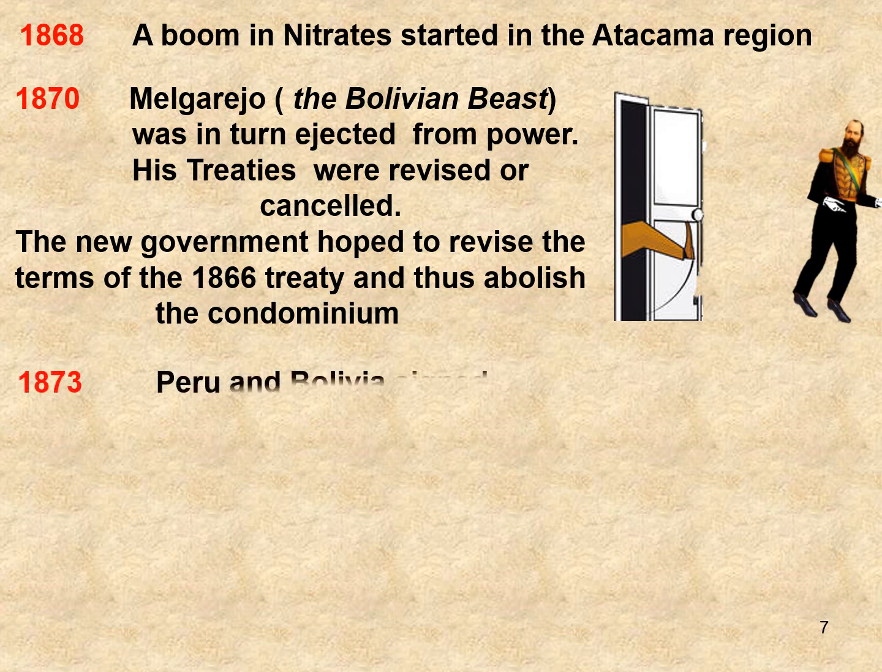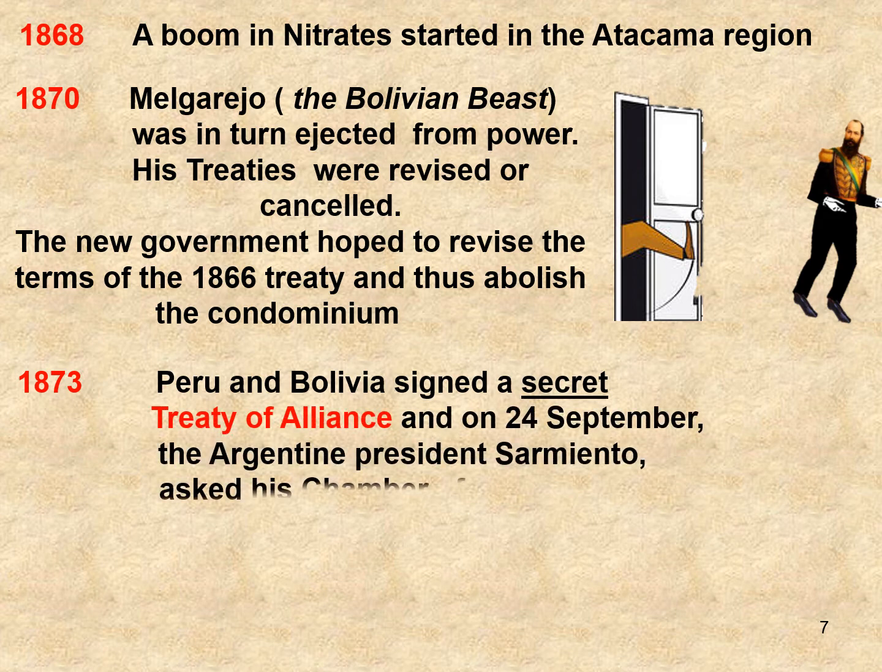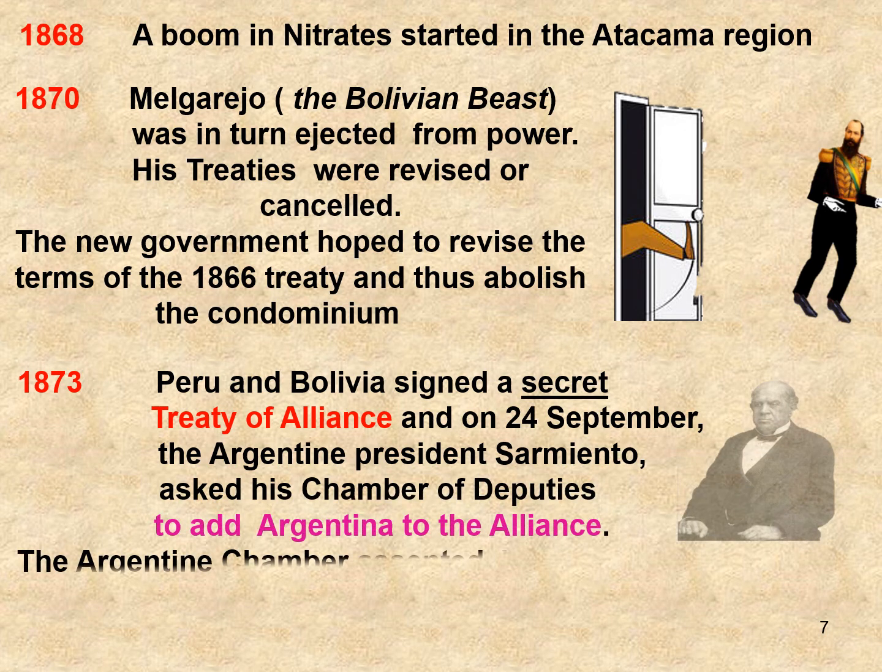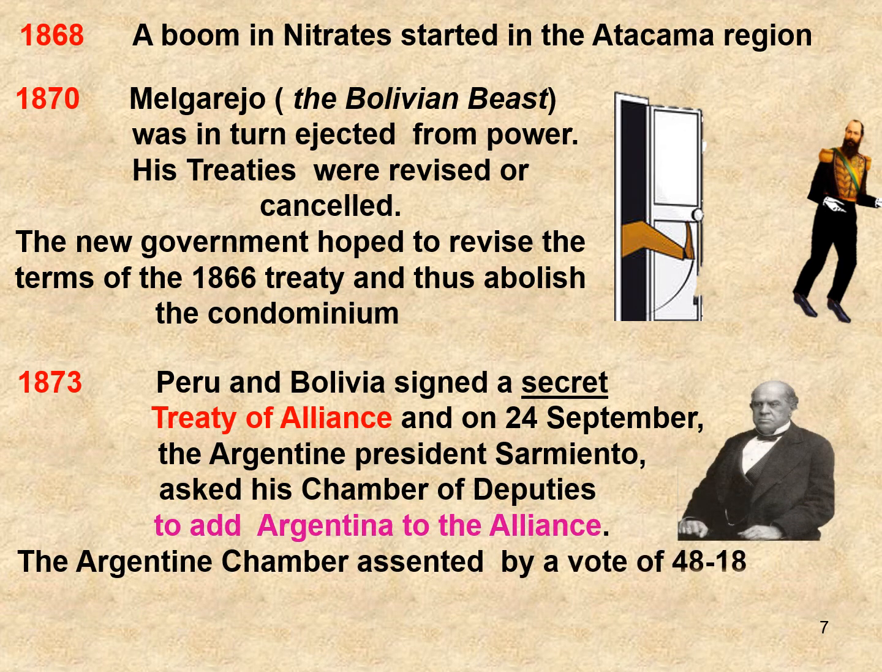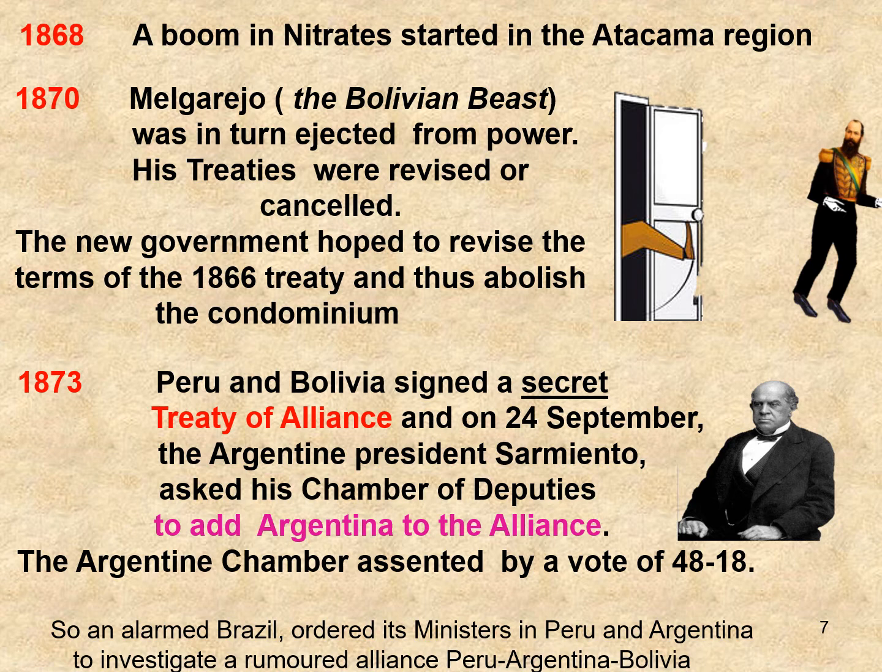In 1873, Peru and Bolivia signed a secret treaty of alliance, and on the 24th of September, the Argentine President Sarmiento asked his Chamber of Deputies to add Argentina to the alliance. The Argentine Chamber assented by a vote of 48 to 18.